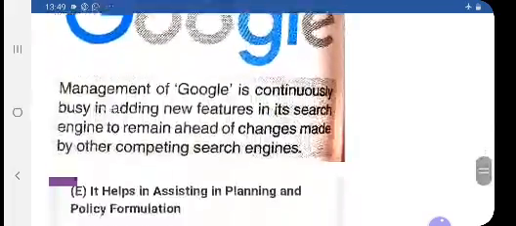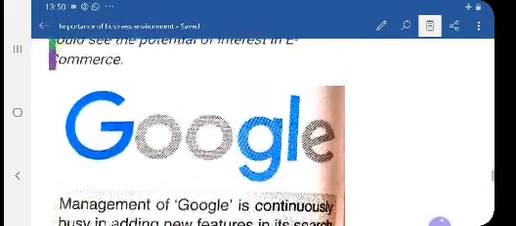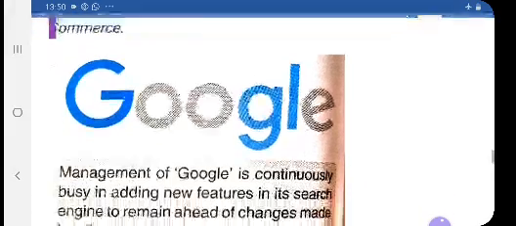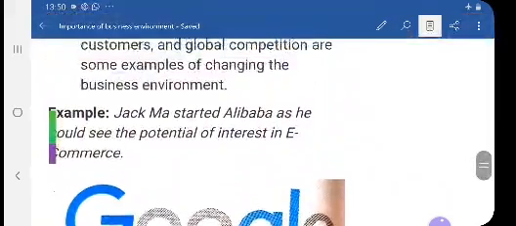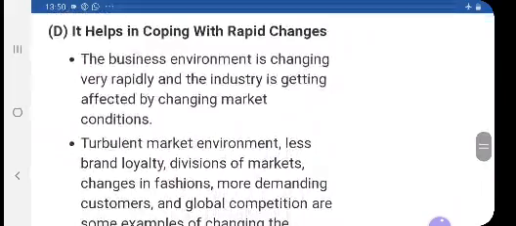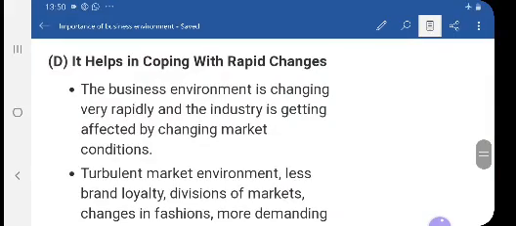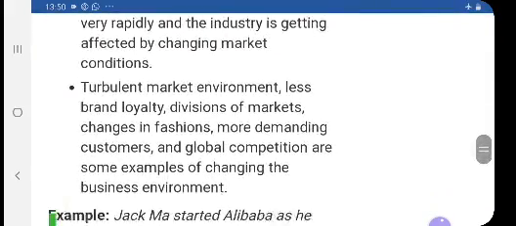So see here, Google is also one of the examples. Management of Google is continuously busy in adding new features in its search engine to remain ahead of changes made by other competing search engines. Why do we have faith that everything is known to Google? Whatever information you want to search, you just type in Google and you get the information, and this is only possible because Google knows the demand of the users. So this is what helps in coping. See what the requirement of the consumer is.